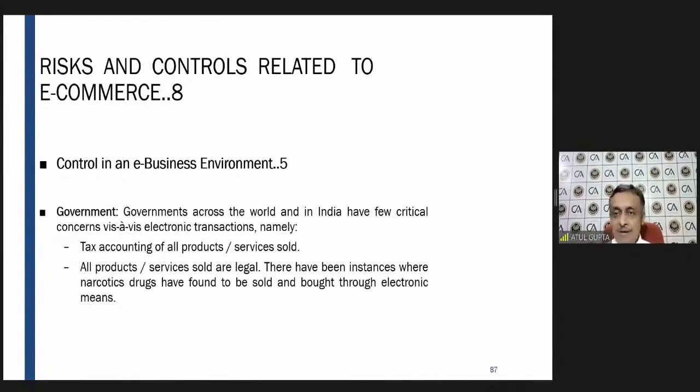Now, government. And then when you are saying bad idea or good idea, all papers merge together. So government across the world and India have two critical concerns. This is the key concern across the world. G20, G7, OECD, all countries are trying to understand how online purchases are to be taxed. So I buy a software, the company is in US, I download it, make the payment, it goes in dollars. Now, the taxation part. It's a burning issue.